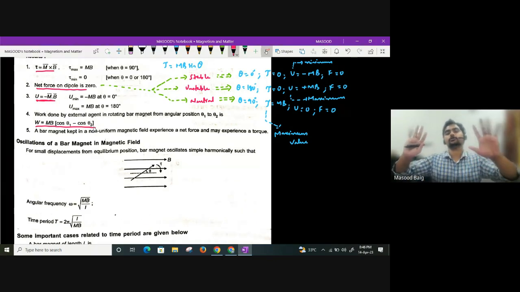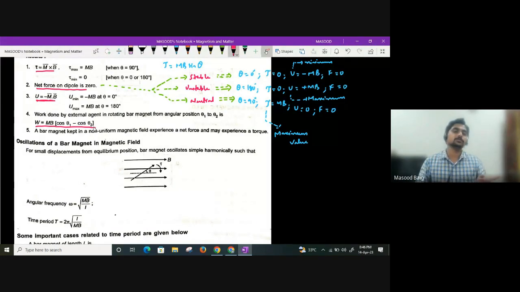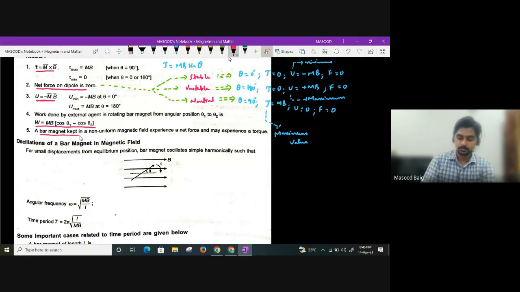So a bar magnet in a uniform field will never experience force. It may or may not experience torque. Whereas if it is placed in a non-uniform field, it will always experience a net force, and it may or may not experience a torque again. Clear, all of you? These 5 to 6 points you need to remember. Is that fine, all of you?